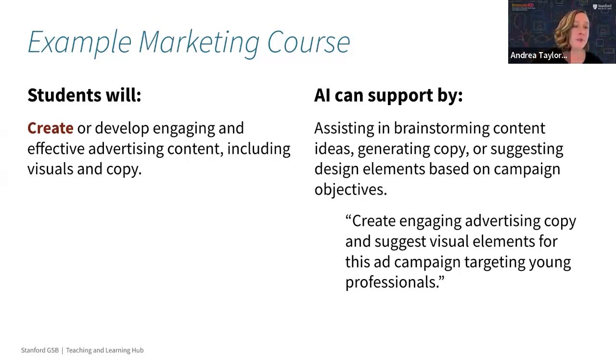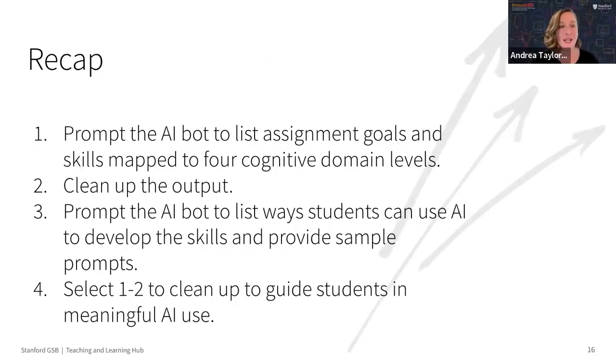So to recap real quick what we did, because I know we went pretty fast here. You want to prompt the AI bot to list assignment goals and skills mapped to those 4 cognitive domain levels, just to give you a sense of what's important to you. You want to clean up that output and assess that and make sure that that is what you want and where you're headed for this. And then prompt the AI bot to list ways students can use AI to develop the skills and provide sample prompts. And then finally, out of that, select 1 or 2 to clean up to guide students in meaningful AI use. So that pretty much covers the framework.